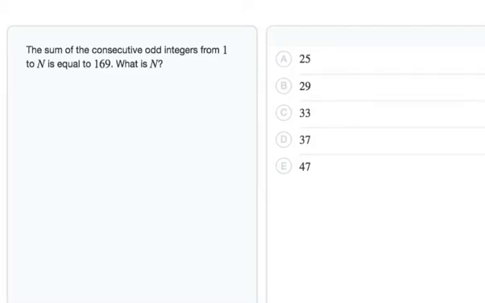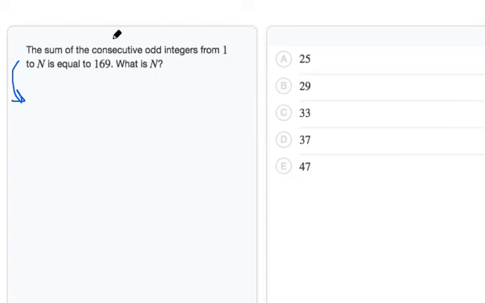Before we solve this question, let's go ahead and take a look at what it's actually asking. We're told that the sum of the consecutive odd integers from 1 to n is equal to 169, and we're asked what is n. So before we dive into this question, let's interpret what this first sentence is telling us. The first sentence tells us that the sum of the consecutive odd integers from 1 to n is 169.